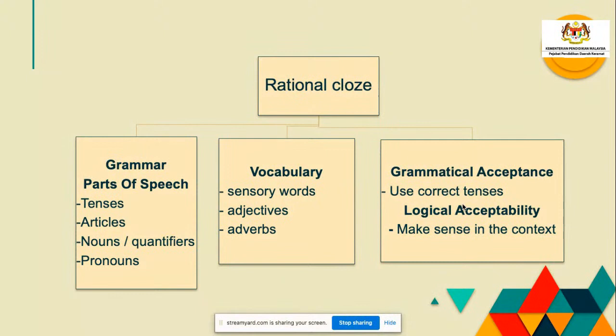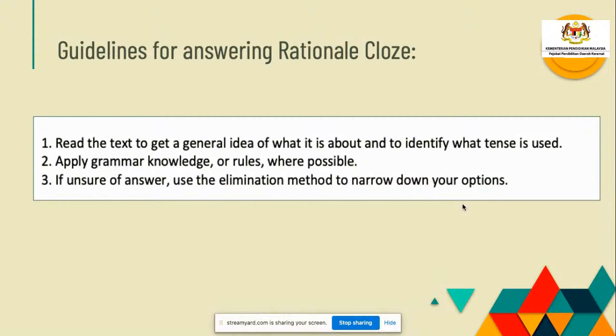Alright. Apa lagi yang boleh kita buat nak dapat markah penuh untuk rational clause? Supaya kita dapat banyak soalan yang betul. Okay? Number one, you mesti baca. Get the general idea of the whole text. Macam saya cakap tadi, kena identify dia guna tense apa. Present tense ke? Past tense. Read the first three lines. Itulah clue dia. Tengok dia guna present tense ke past tense. Memang kena apply grammar yang you belajar selama ni. Lepas tu, kalau memang ada doubt, baca choice of answers tu, cancel dulu yang mana yang you guarantee salah. That will help you to find the correct answers.